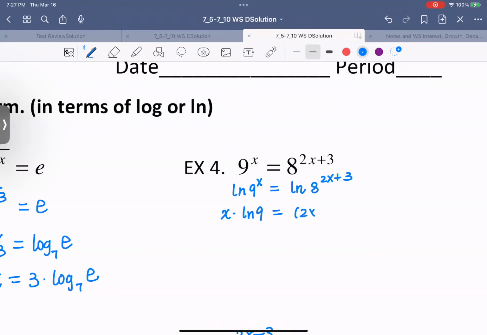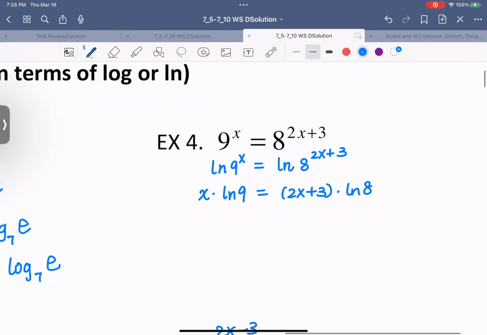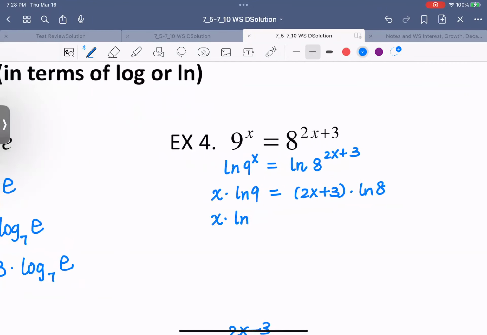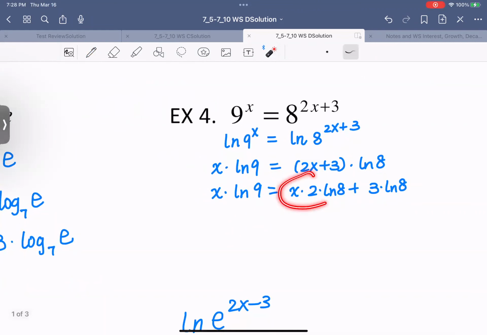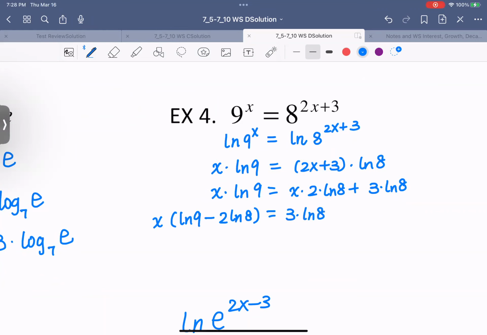And you will put 2x plus 3 in front, right? Yes. Okay. And you have this. And then this is x times ln of 9. This is x times 2 times ln of 8 plus 3 times ln of 8. Okay? And then you will move this guy to the left. So you will have x ln of 9 minus 2 times ln of 8 equals 3 times ln of 8.